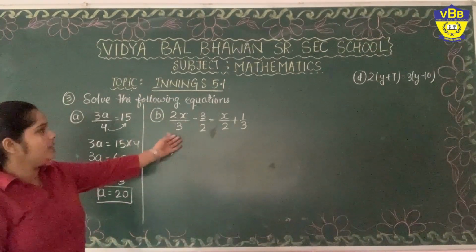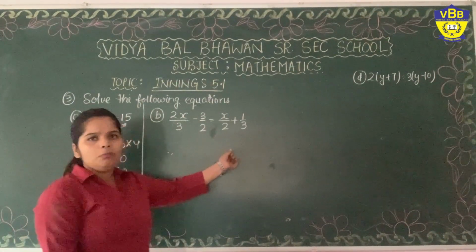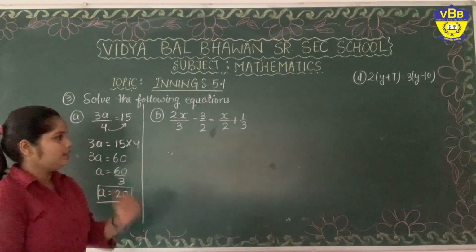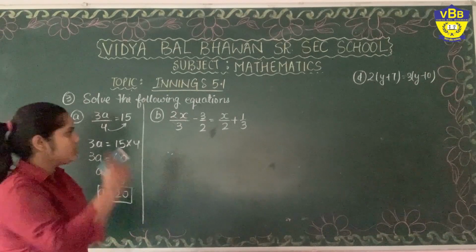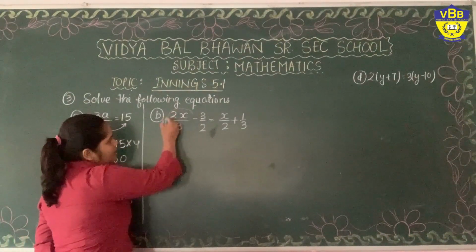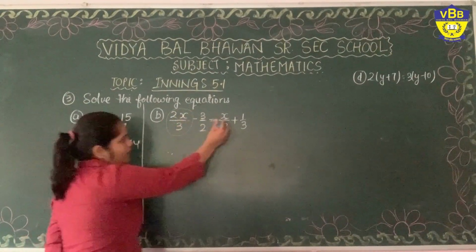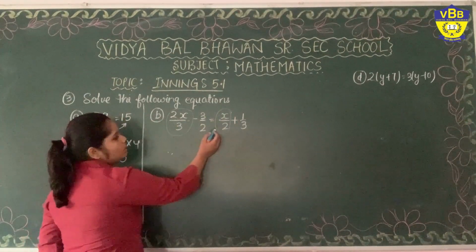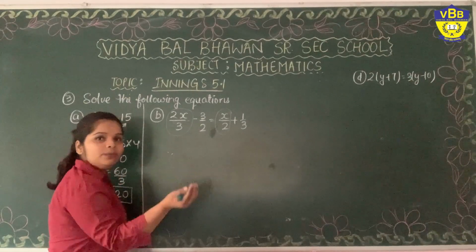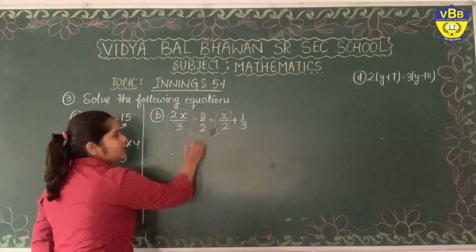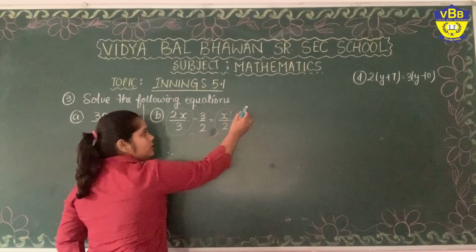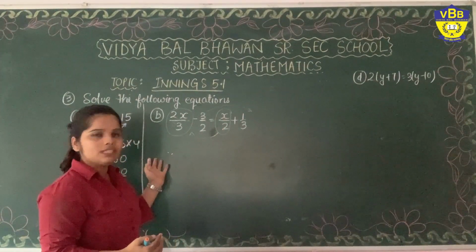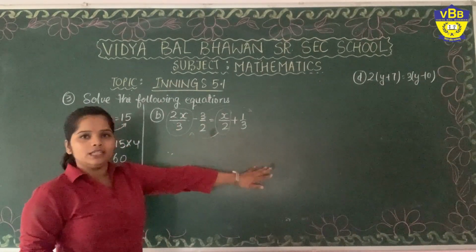In the next one we have a little complex equation. It is not complex and it is not hard to solve, but yes, let's move to the solution. You can see here is a number having variable x and here is another number having variable x. So what we will do, we will write the numbers with variables on one side and the constant numbers on the other side. Like variables on the left hand side, and numbers on the right side.